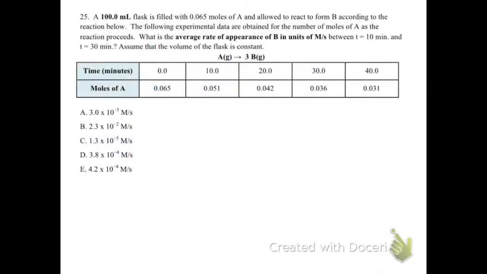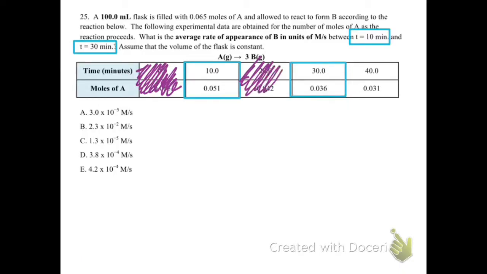In this question, we want to find the average rate of appearance of B between time equals 10 minutes and time equals 30 minutes. So we're trying to find average rate. We're given all these different time points, but we're only actually interested in the 10-minute mark and the 30-minute mark. So I'm going to scratch some things out because I don't need any of this information. We're not concerned with time 0 or 20 minutes or 40 minutes.